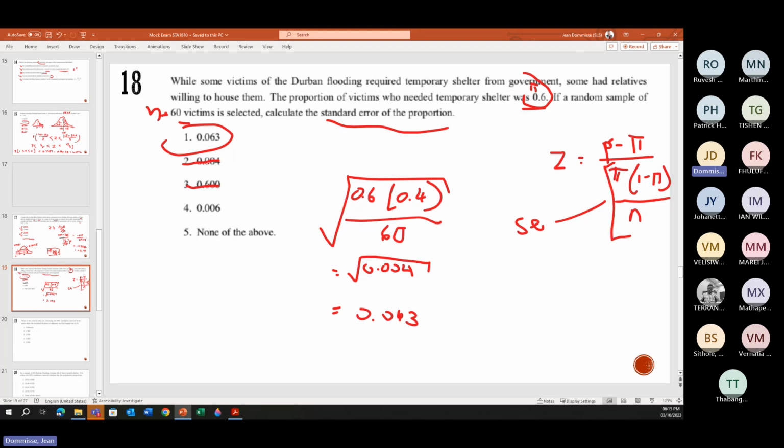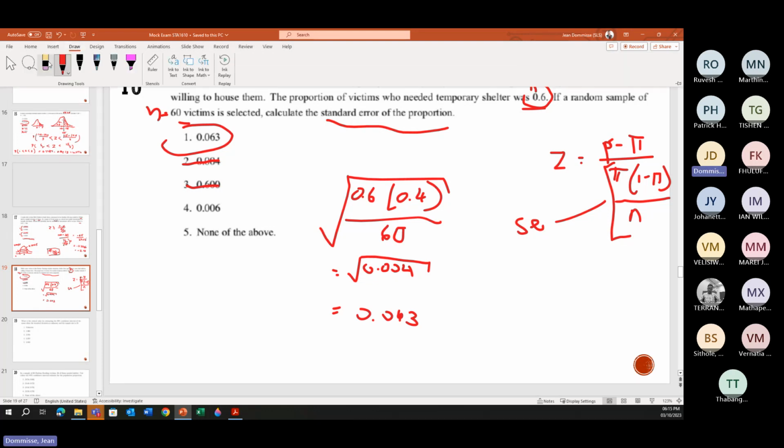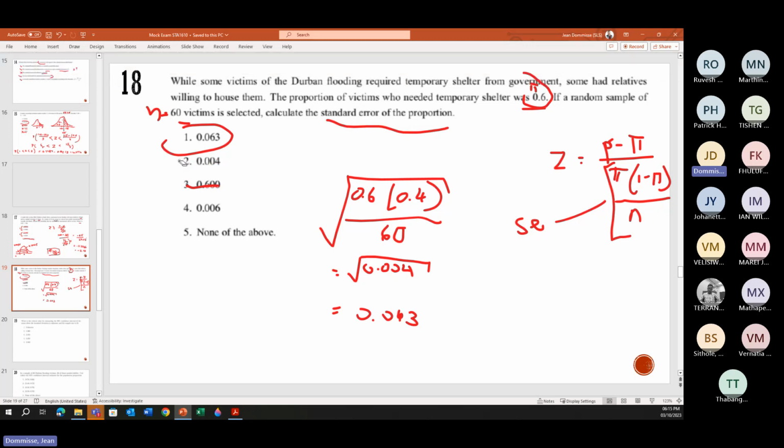So again, one can easily make the mistake to have selected here option 2, because your brain says, well, on my calculator I see 0.004. So your brain nearly, oh, but there it is. And forgetting, okay, we need to do one more step. So the final answer is 0.063.